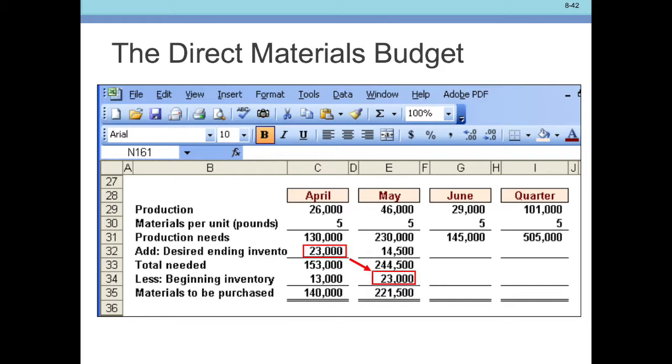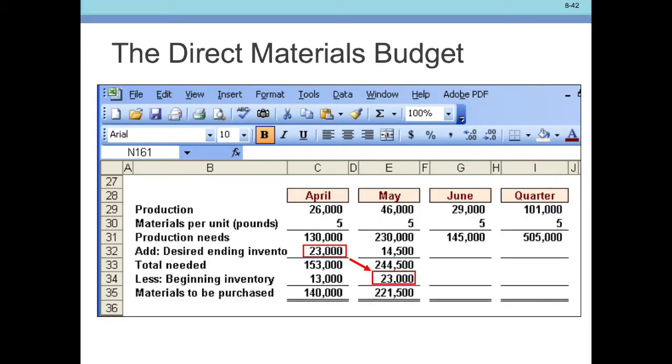pounds of material available, and then beginning inventory they gave us is 13,000. So we need to purchase 140,000 pounds of material. 140,000 pounds of material. 13,000 of it, which is already there, so we don't have to purchase those, gives us 153,000 that we're going to use. 23,000 of it's going to be left over for next month, and of course 130,000 of it's going to go into the production for the production needs.